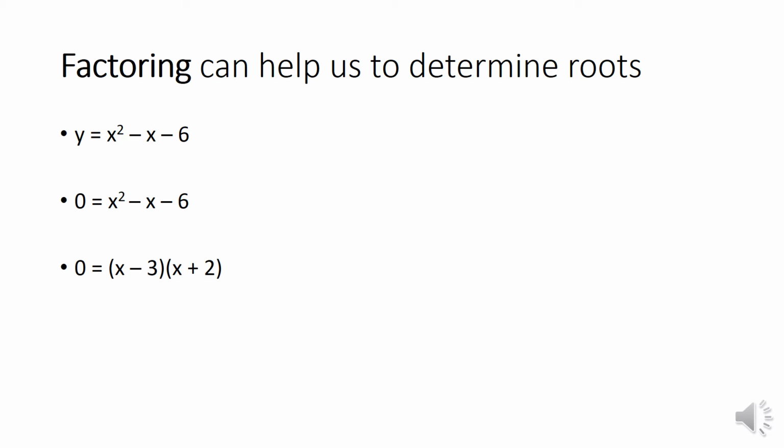Now, if x squared minus x minus 6 can be factored in this way, then we know clearly what the roots are going to be in order to make this equation equal to 0. It's going to be when x is equal to positive 3 and when x is equal to negative 2. And we can see that. If we replace each x with a positive 3, then that becomes 0 is equal to 3 minus 3 times 3 plus 2. That simplifies to 0 is equal to 0 times 5. And 0 times 5 is equal to 0. So that is a proper equation.